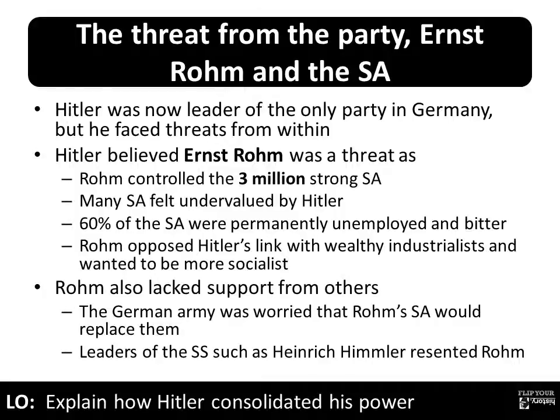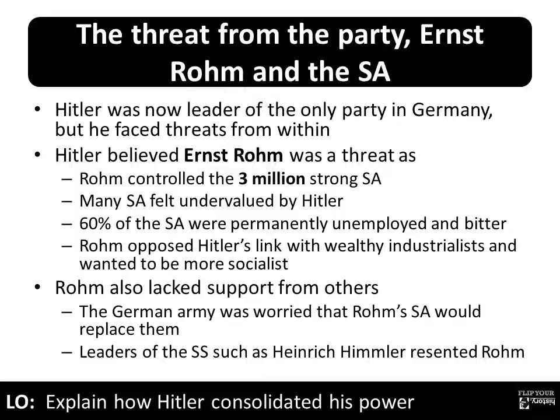Rohm was also criticised by others. The German army was very worried that Rohm's SA would replace them. Effectively the SA had been very helpful to Hitler when he was trying to seize power, but now he actually had the control of the German army, and the SA was starting to be a nuisance, as the German army, still quite powerful, were worried that the 3 million strong SA had far more men than their 100,000 strong army.